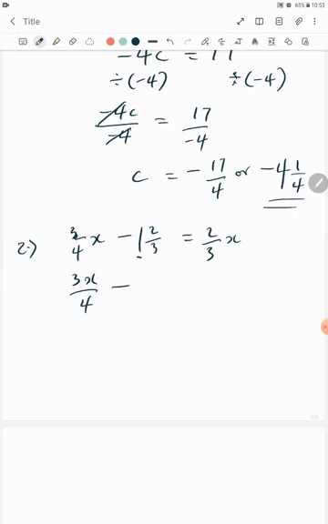Let's change this to an improper fraction. 3 times 1 plus 2. Okay, 3 times 1 plus 2. So that will be 3 times 1, that's 3, plus 2, that will be 5. So we can change that to 5 over 3, then equals 2x over 3. So when you look at the denominators, here is 4, here is 3, here is 3.